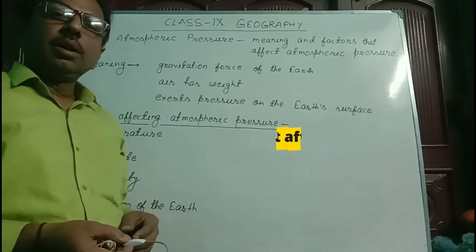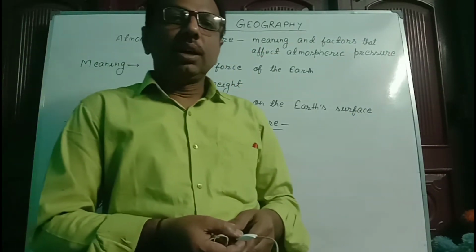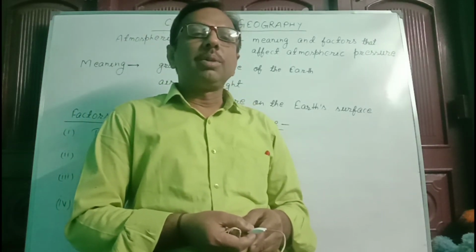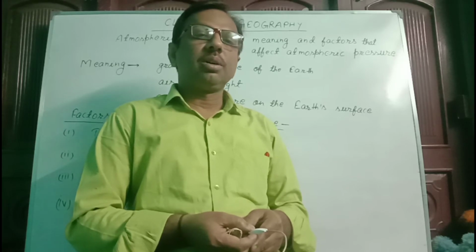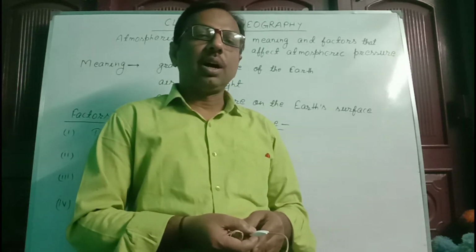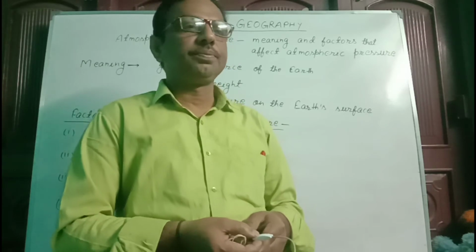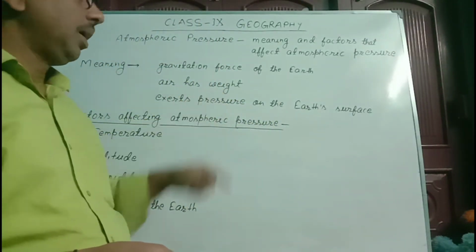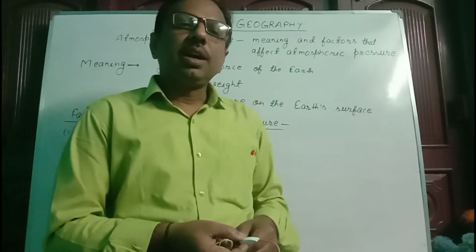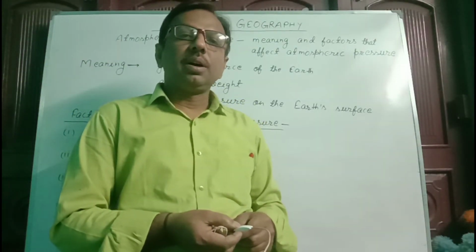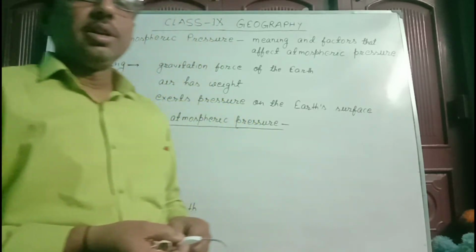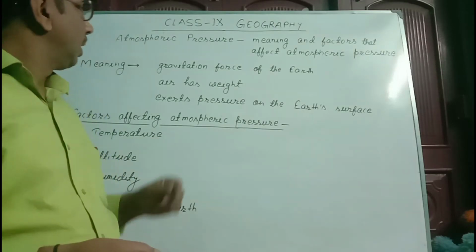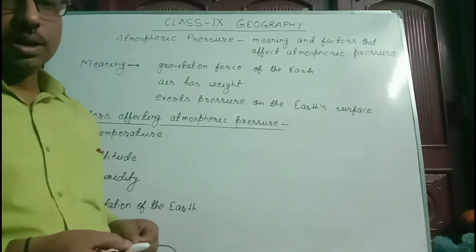Meaning: the earth has the gravitational power. Due to gravitational power, the several layers of air are attracted towards the earth's surface. So the air has weight, and this air exerts pressure on the earth's surface. This pressure is known as air pressure, atmospheric pressure on the earth's surface.